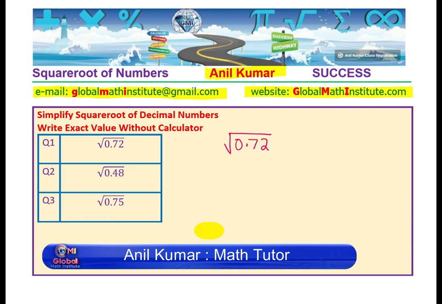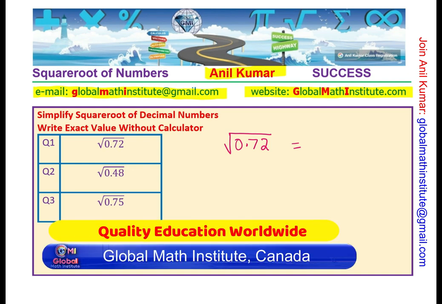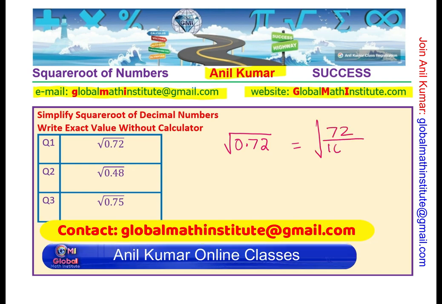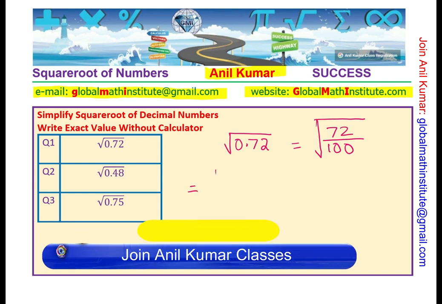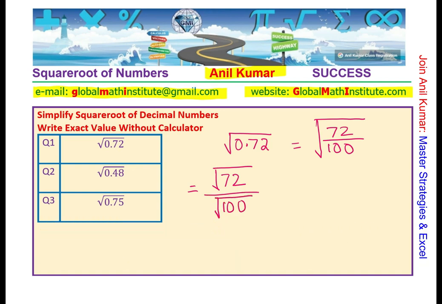So let's begin with the very first question, which is how do we find square root of 0.72? Now, it is better to write it as a whole number, divide by 100. So I can write 0.72 as 72 over 100. Now that means we have square root of 72 divided by square root of 100. Now 100 is a perfect square. You know square root of 100 is 10.